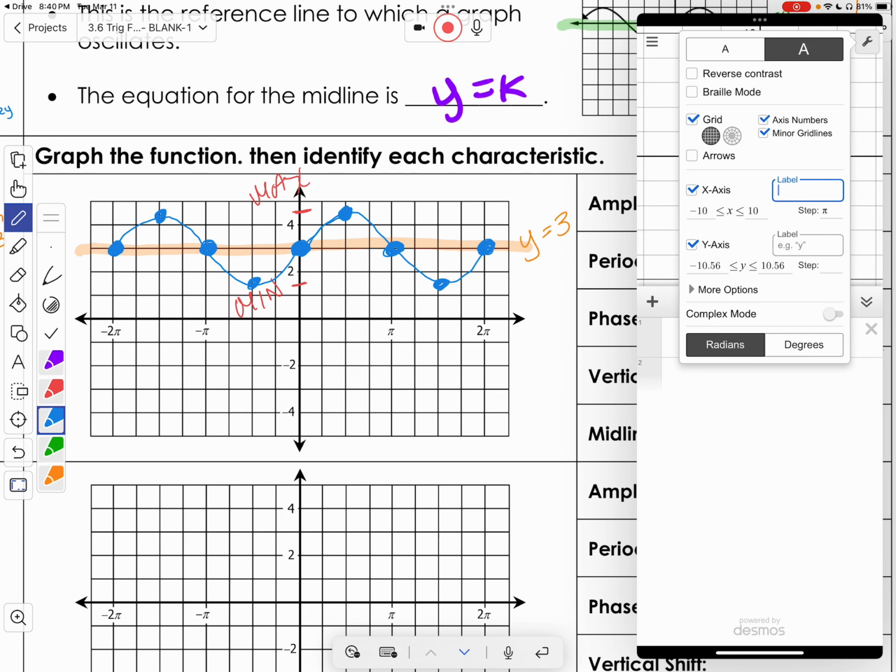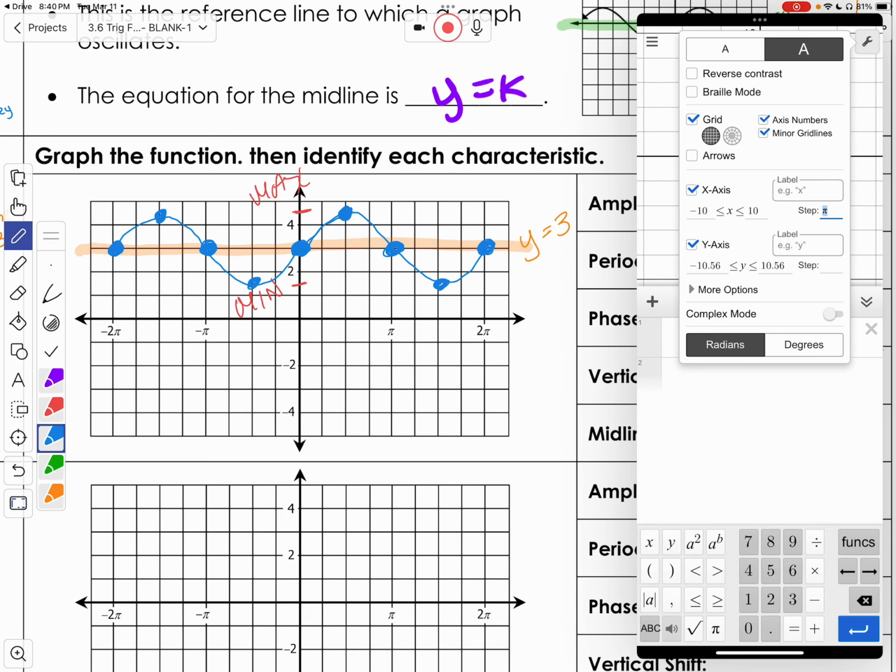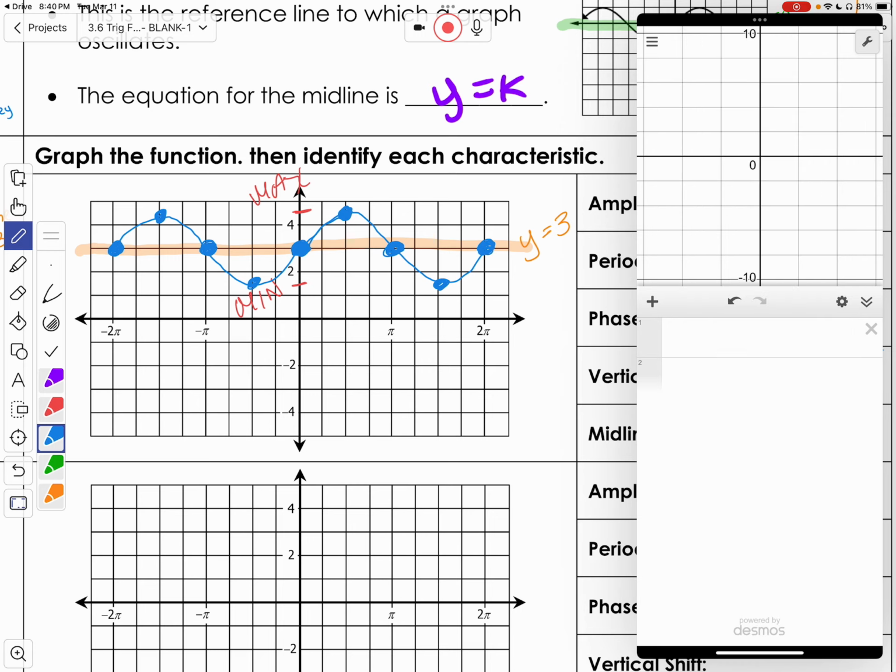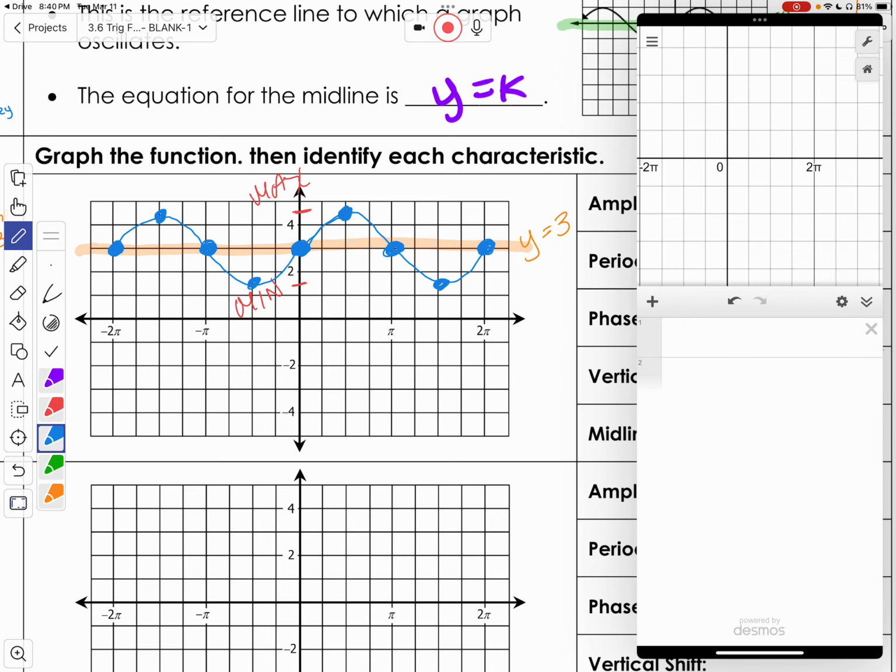So here in my step place, I notice that my graph on the paper counts by pi units. So 1 pi, 2 pi, 3 pi, 4 pi. You can put pi here. You can use the pi symbol from your keyboard, or if you're a typer, you can just type pi. It will automatically turn to a pi symbol. And that allows my x-axis to be counted just like it is here.